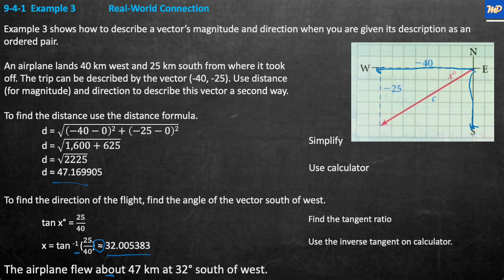47 kilometers at 32 degrees. So 32 is what we calculated as our angle, and its angle is south of west. So here it is. This x right here then is 32 degrees, and the distance is 47 kilometers. So that's our vector described as a distance and a direction.